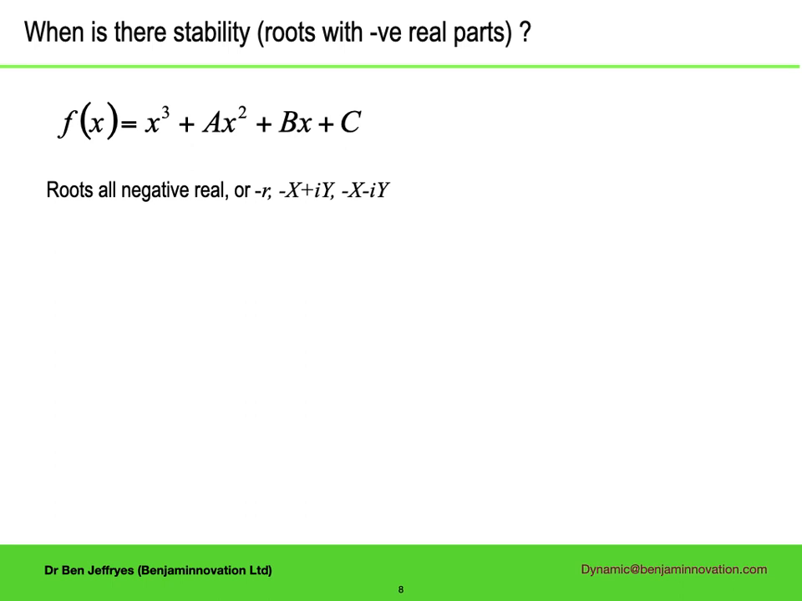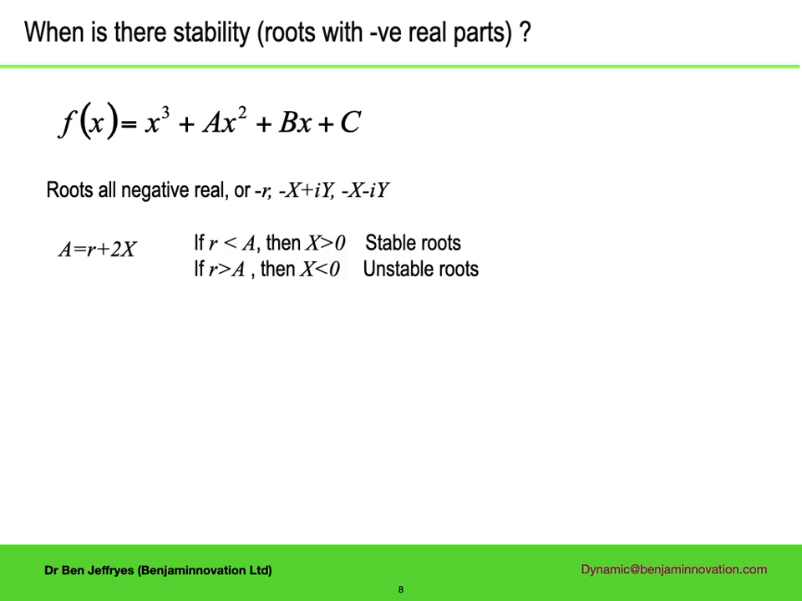So either there are three real negative roots, in which case it is stable, or there is one real negative root, and the other two roots are complex conjugates. And in this case I'm writing the roots as minus r and minus x plus or minus iy. If you write the cubic as the product of the three x minus root terms, you will find that a equals r plus 2x. So if r is less than a, then x is greater than 0, and the roots are stable. If r is greater than a, then x is less than 0, and the roots are unstable.